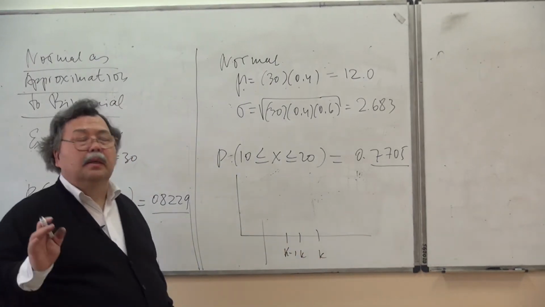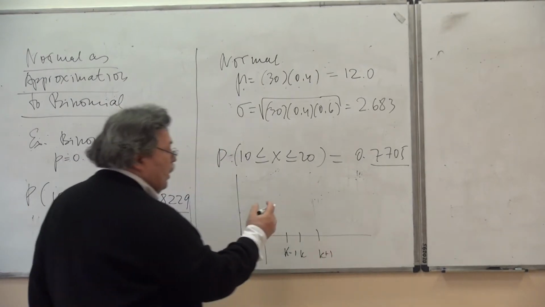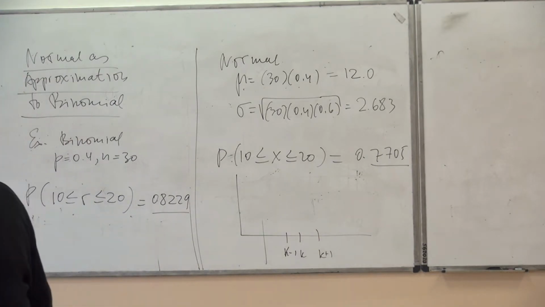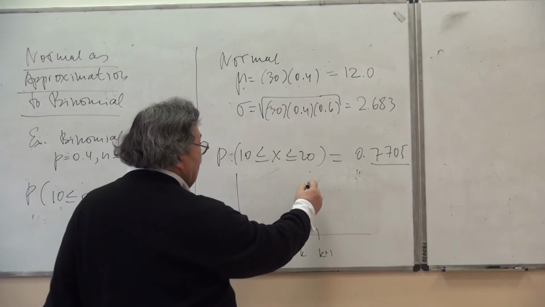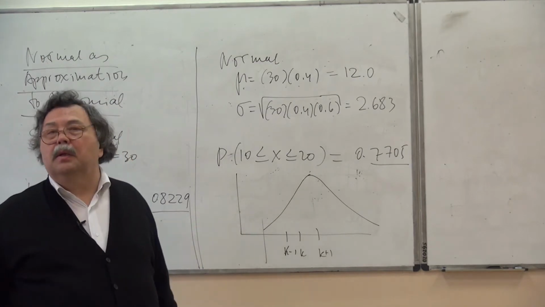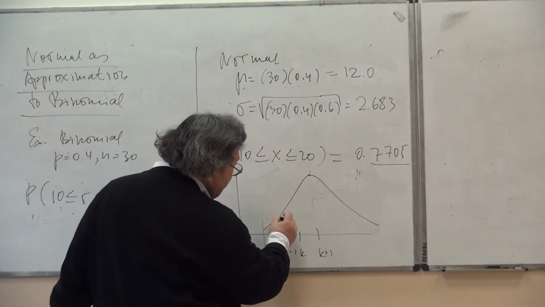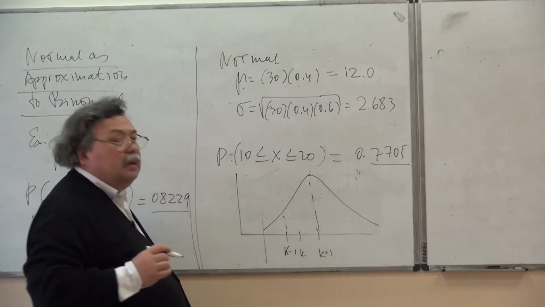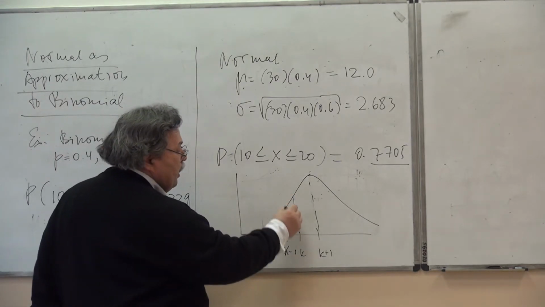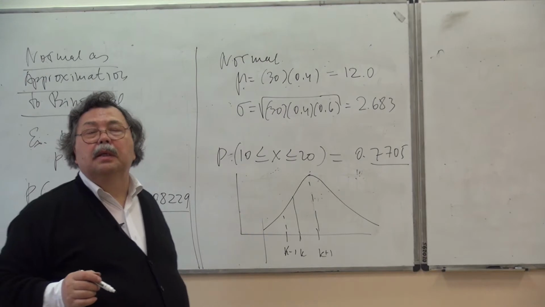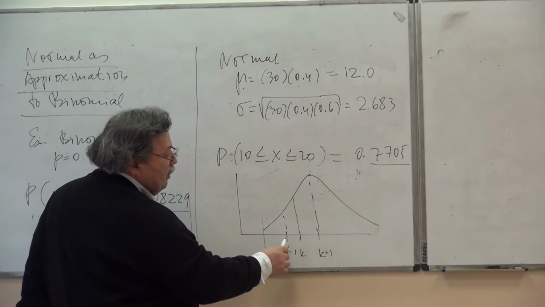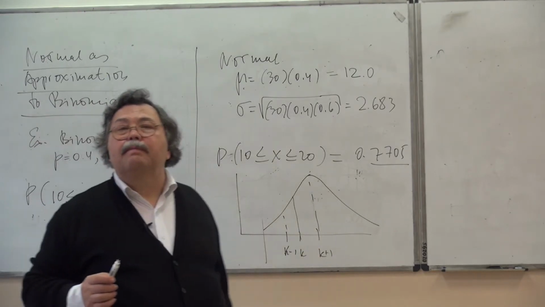Let k minus 1, k, k plus 1 be 3 consecutive values in the binomial distribution. And this is an approximating normal. Question: what should be associated with the sum of these 3 binomial probabilities? Should be associated with the area under this curve between k minus 1 and k plus 1, for example.